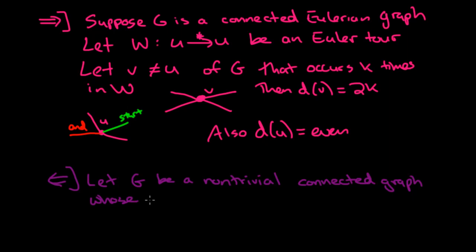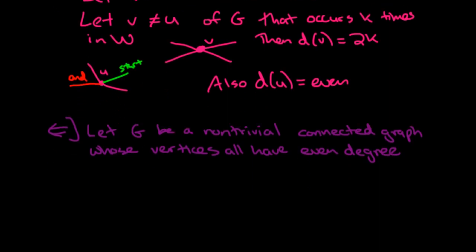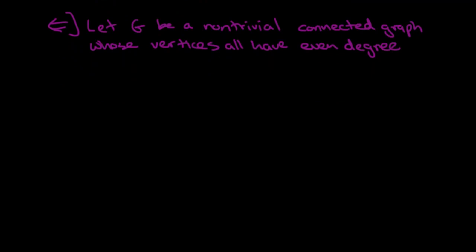whose vertices all have even degree. Okay, so what we want to do is to show that this is in fact an Eulerian graph. Now the way we do this is we're going to actually have to be a little bit subtle here. We're going to do something where we take a longest trail in the graph.